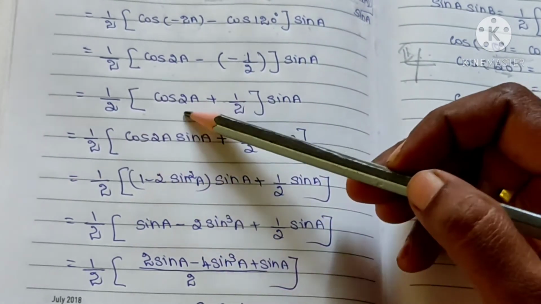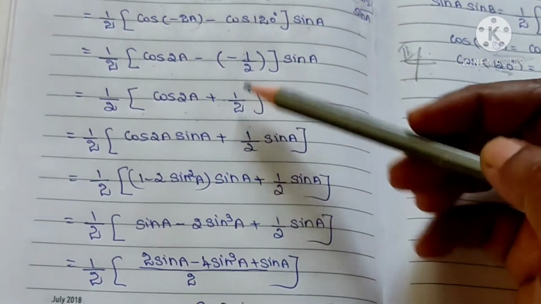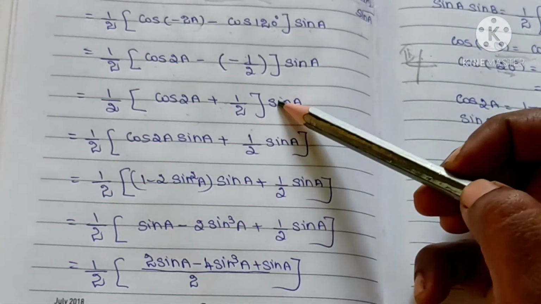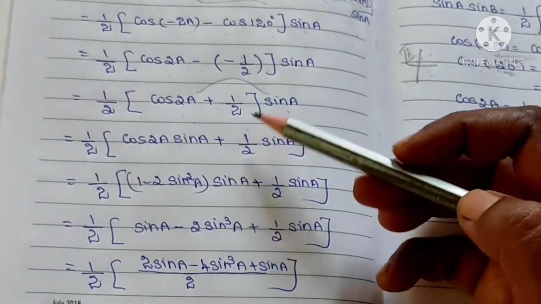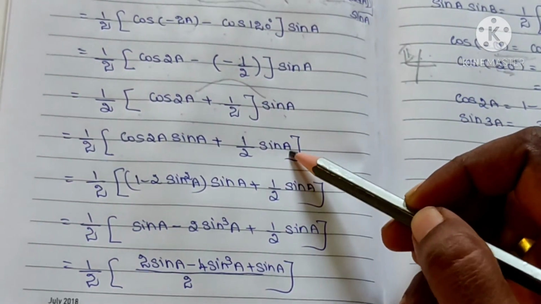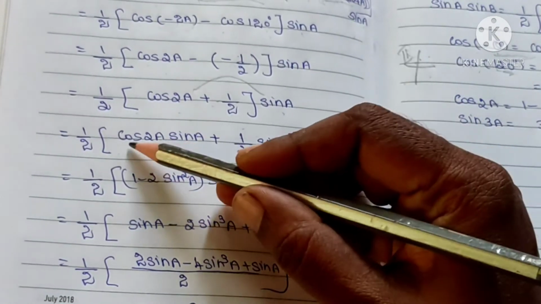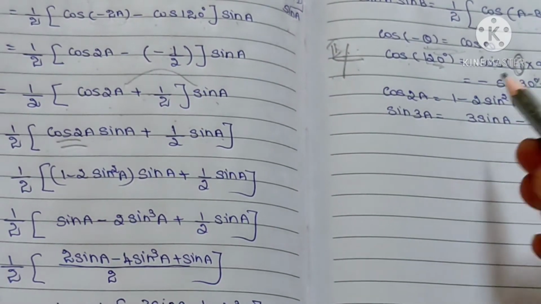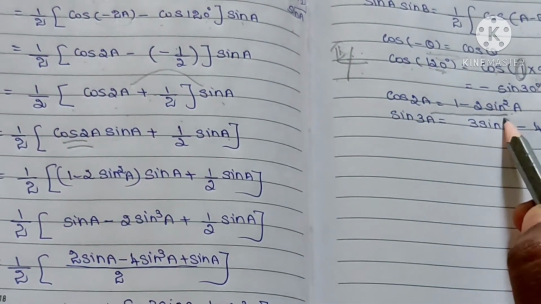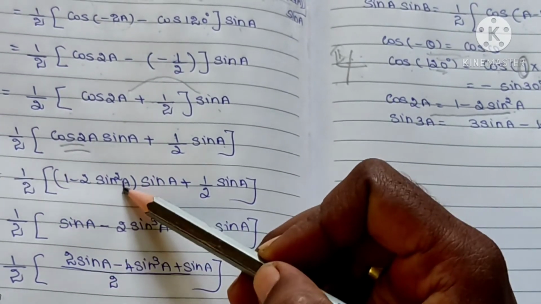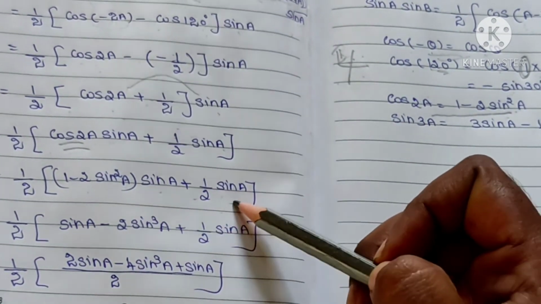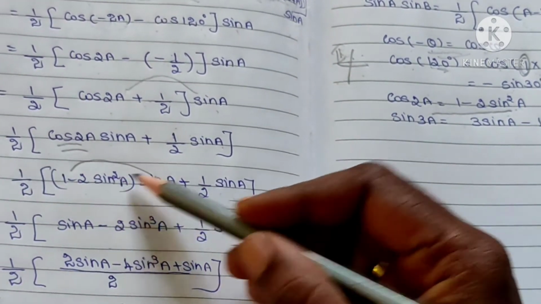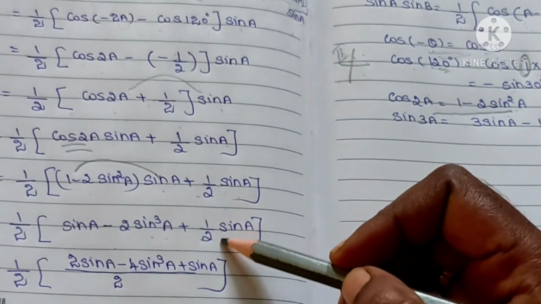So 1 by 2 into cos 2a plus 1 by 2 into sin a. Then 1 by 2 into cos 2a, we take sin a inside. Cos 2a into sin a plus 1 by 2 into sin a. Then one small adjustment. We want the sin term. So the sin-related formula for cos 2a is 1 minus 2 sin square a. Substitute here: 1 minus 2 sin square a into sin a plus 1 by 2 sin a. Then take sin a inside. So sin a minus 2 sin square a into sin a, sin cube a, plus 1 by 2 sin a.